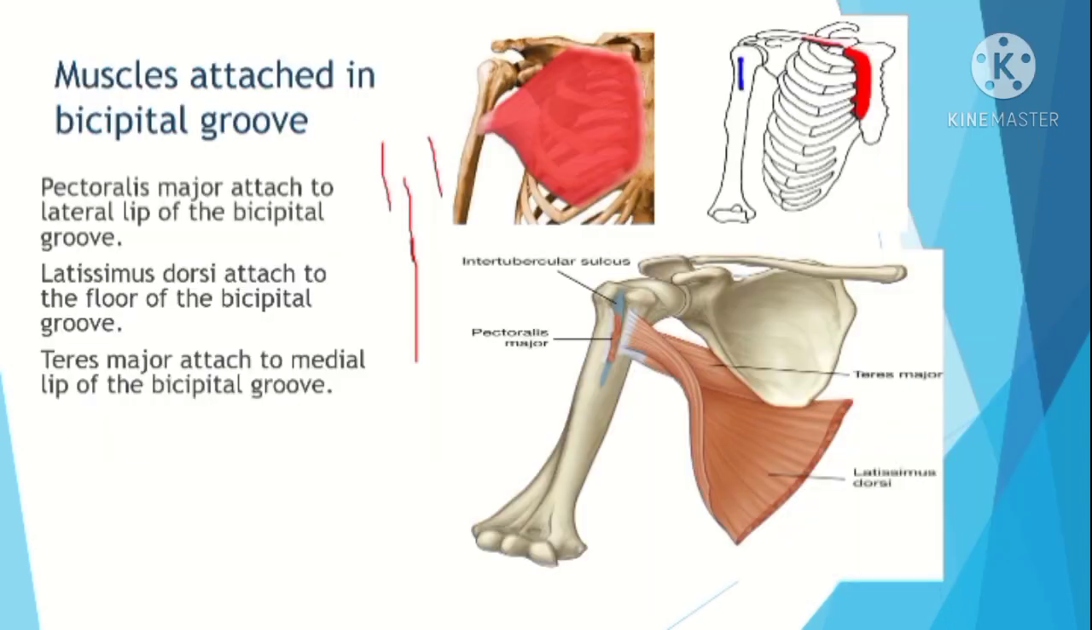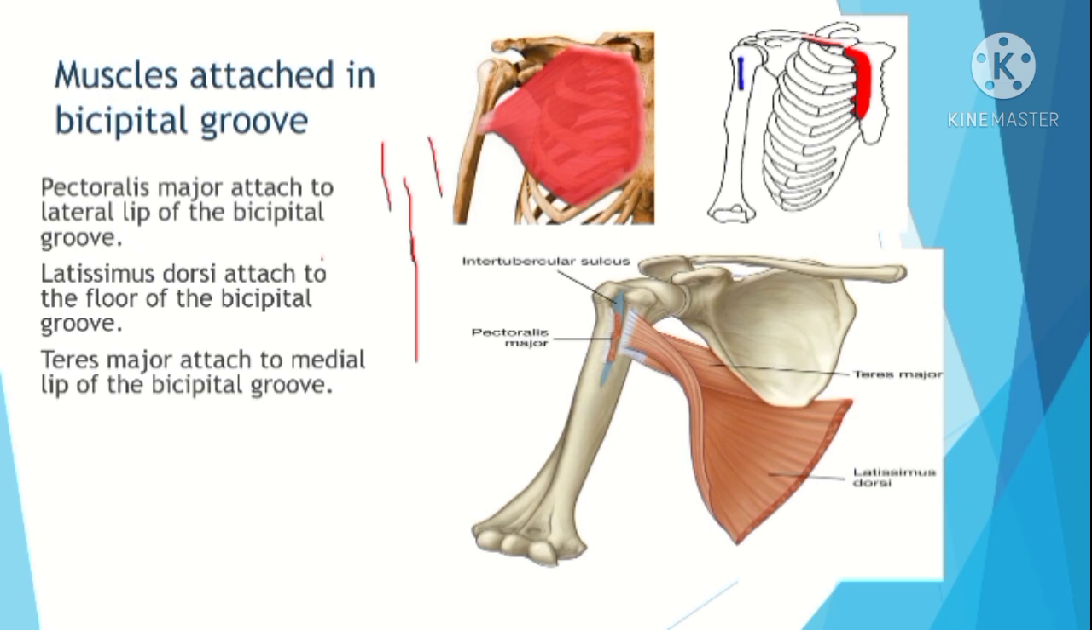Let's go to that page once again. Which muscles are attached? First is the pectoralis major, then the latissimus dorsi, third is the teres major. We learned about the teres minor muscle; the teres minor comes under the greater tubercle muscles. Remember? Pectoralis major is attached to the lateral lip of the bicipital groove. Second, the latissimus dorsi is attached to the floor of the bicipital groove, whereas the teres major is attached to the medial lip of the bicipital groove.